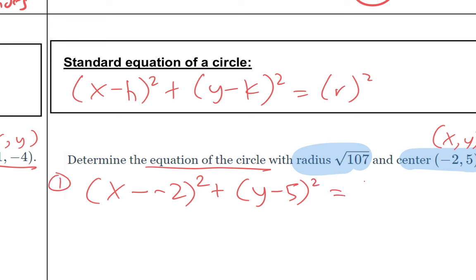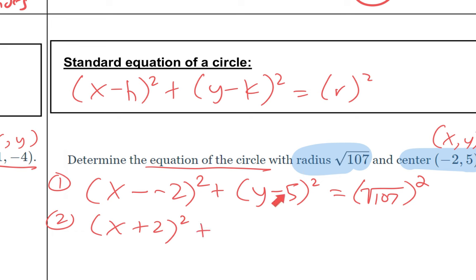Equals, now this is a little tricky. This is going to be the square root of 107 squared. And that's why I was telling us to use these parentheses, because I think this will help you not make a mistake. You can't go wrong by using the parentheses. All right. Next, step number 2 is we're going to simplify. So we see that double negative there. That's going to turn into x plus 2, close it squared, plus.